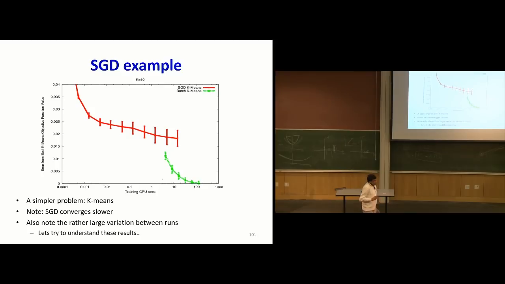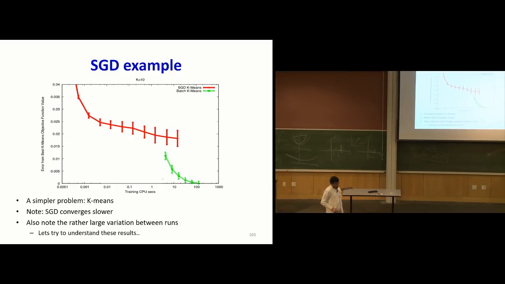But here's an example of how things actually converge on a very simple problem. This is k-means. We're not talking about neural networks. So this green curve is how the algorithm converges in terms of the squared loss, which is what you use for k-means, if you will remember, when you're performing batch updates. And you can see that after even one iteration, the error is actually lower than when you're doing stochastic gradient descent. But then you see these bars.